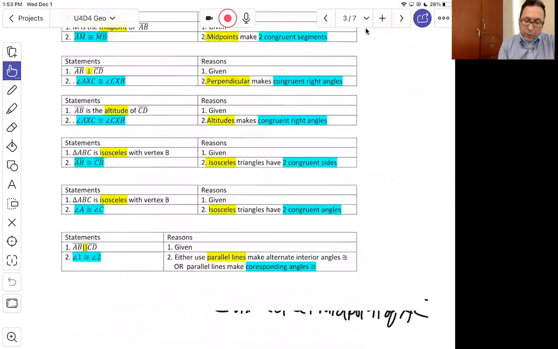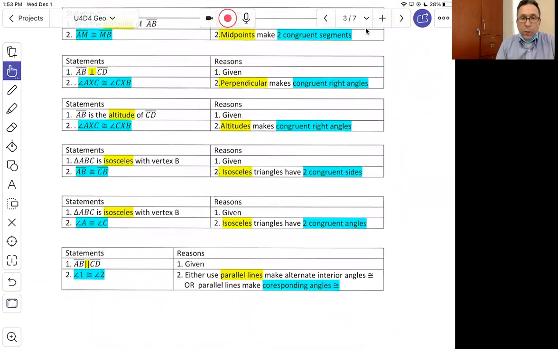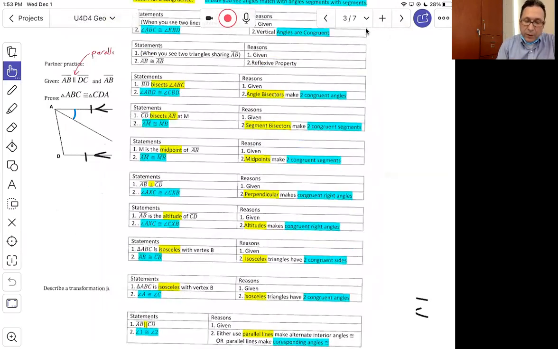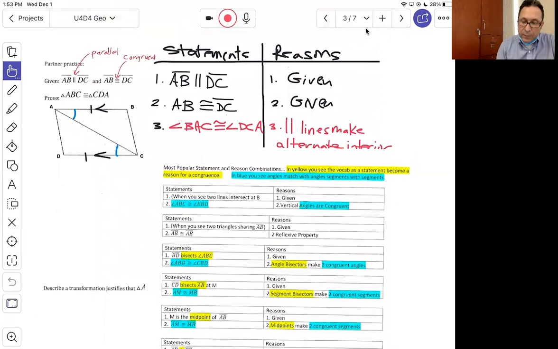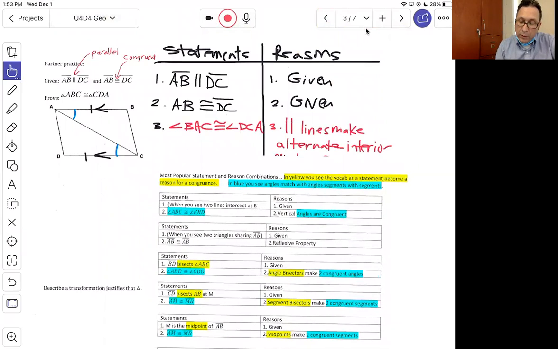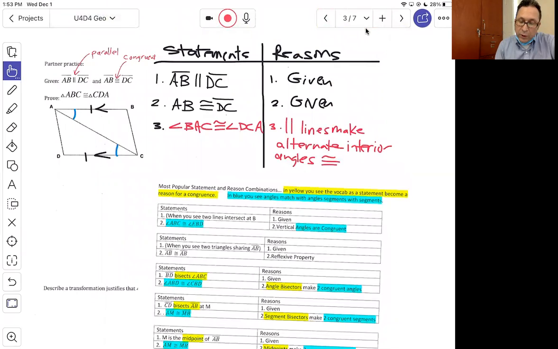If you look around, there's popular reasons here for why things are what they are. And when we see parallel segments, be prepared to say that parallel segments make alternate interior angles congruent, or possibly that they make corresponding angles congruent. So for this example here, that's what I listed. Those two angles in blue are congruent to each other because parallel lines make alternate interior angles congruent.